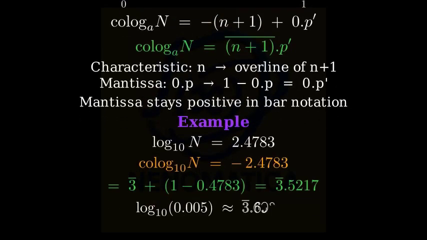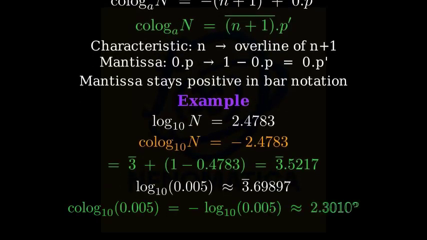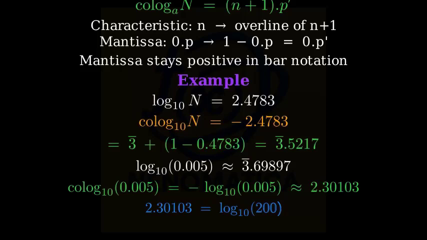Another quick check with a familiar number. Common logarithm of 0.005 is bar 3.69897 approximately. Its cologarithm is the negative of that. Bar 3 becomes plus 2, and 1 minus 0.69897 equals 0.30103. So the cologarithm is 2.30103, which equals the common log of 200.